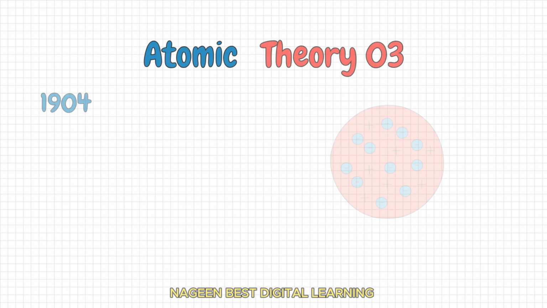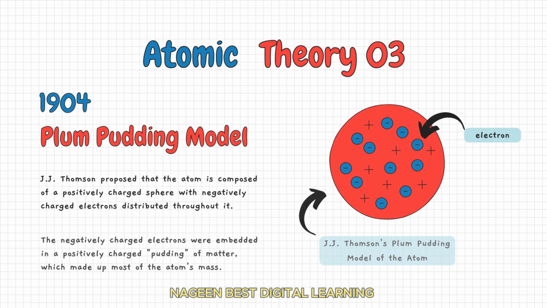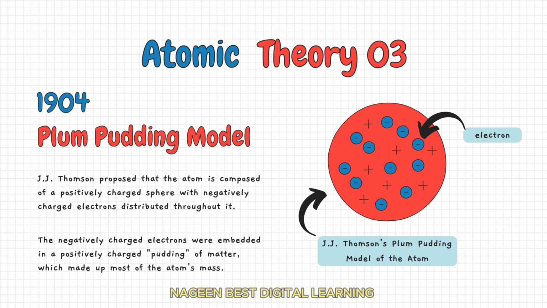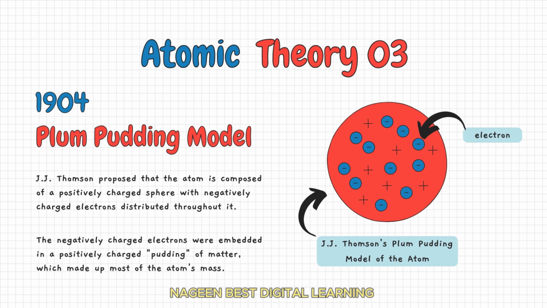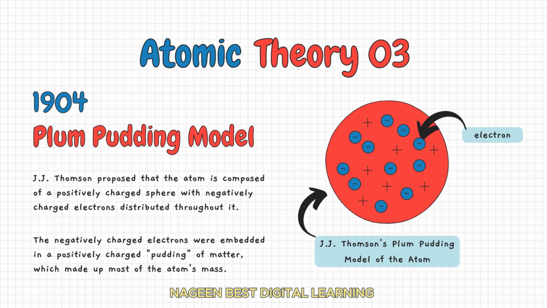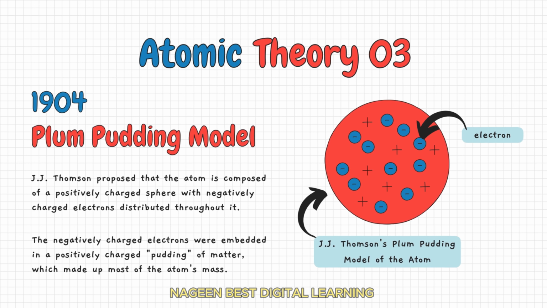Plum pudding model. J. J. Thomson proposed that the atom is composed of a positively charged sphere with negatively charged electrons distributed throughout it. The negatively charged electrons were embedded in a positively charged pudding of matter, which made up most of the atom's mass.